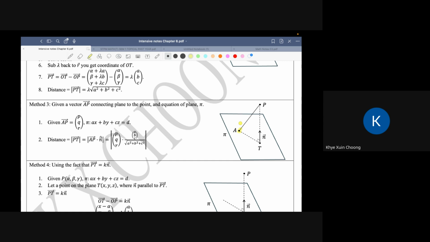Maybe they ask you to find AP, where P is the point that they want you to find the shortest distance from to the plane itself. So if you manage to find this AP, this is not the shortest distance. This is just some distance longer than the shortest distance. The shortest distance must be perpendicular to the plane. But if you have this AP, you actually can find the shortest distance very quickly.